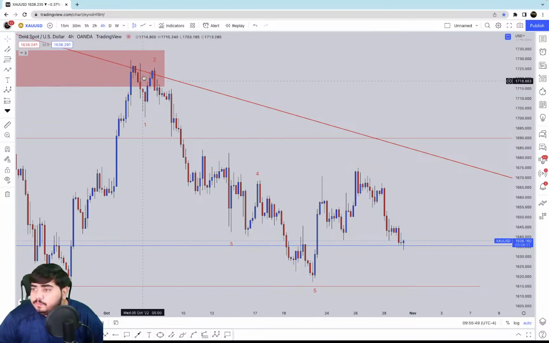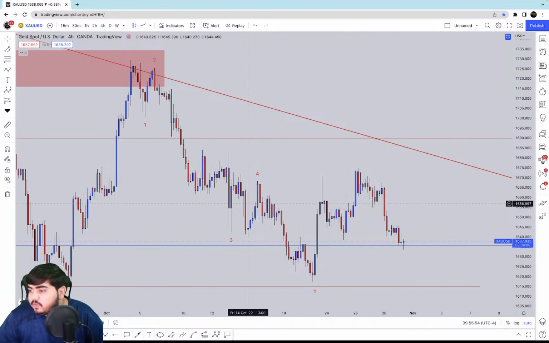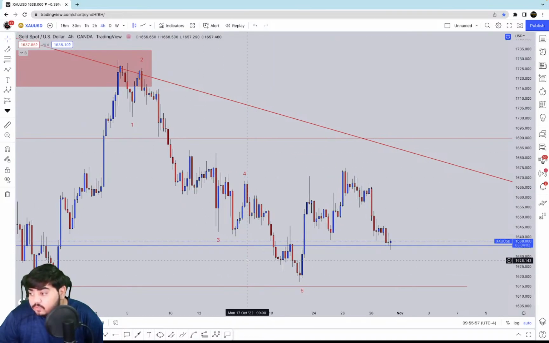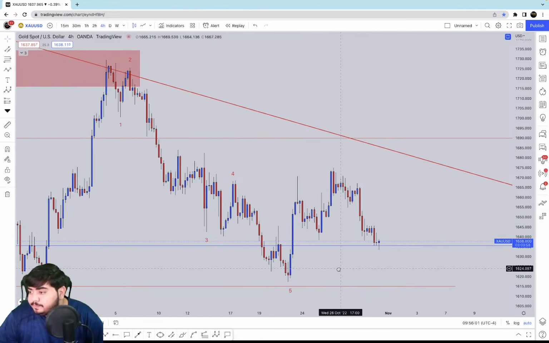Okay, there we go. So market is basically making lower lows and lower highs, and we have basically a 5-wave Elliott wave correction. Okay, that's one thing that we need to keep in our mind.